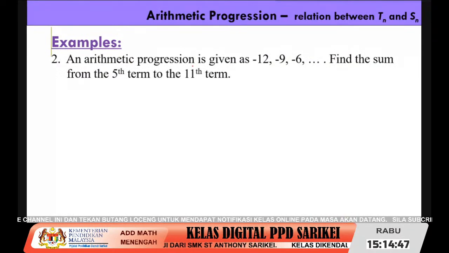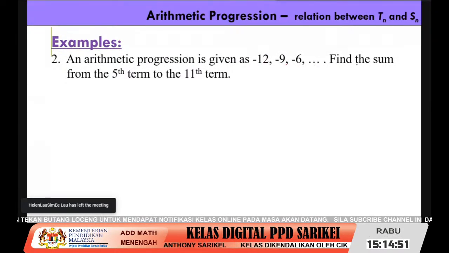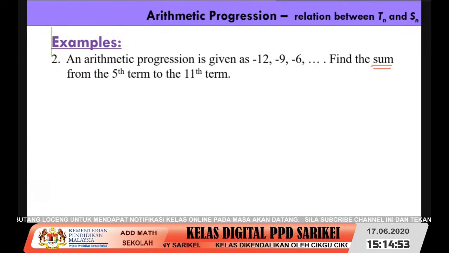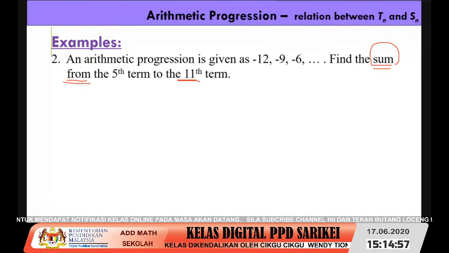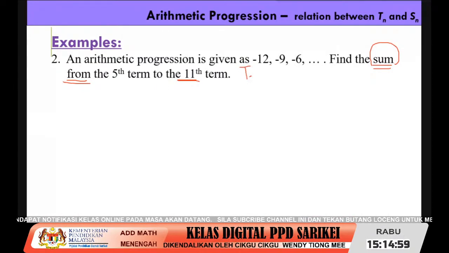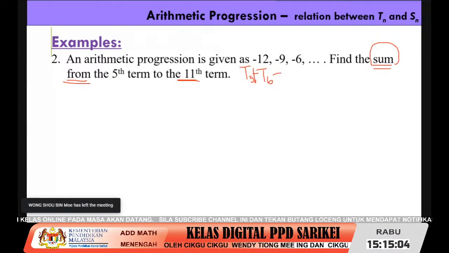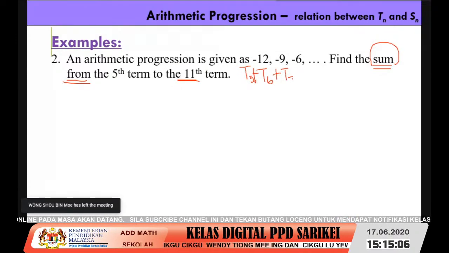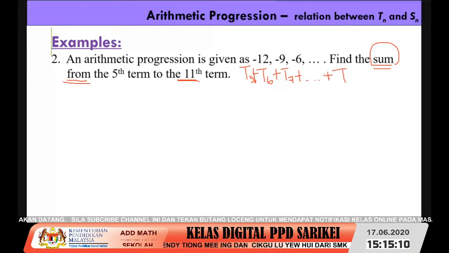An arithmetic progression is given as -12, -9, -6. Find the sum, jumlah, from the 5th term to the 11th term. Maksudnya, T5, T6, jumlahkan mereka plus T7 sehingga sebutan yang ke-11. Macam mana? Okay, ada 2 cara.